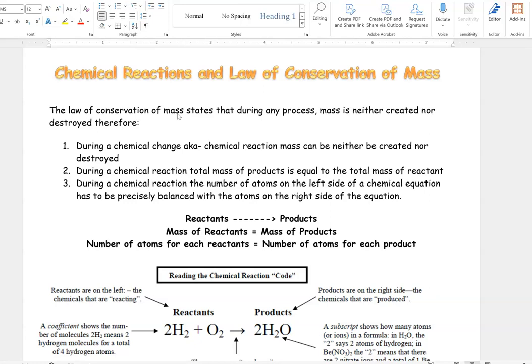Remember, with the law of conservation of mass, we talk about how mass can neither be created nor destroyed. It also doesn't pop out of nowhere. It's not like magic. It just shows up. There's reasoning behind it. So during a chemical reaction, total mass of products is equal to the total mass of reactants. The number of atoms on the left side should equal the atoms on the right side.